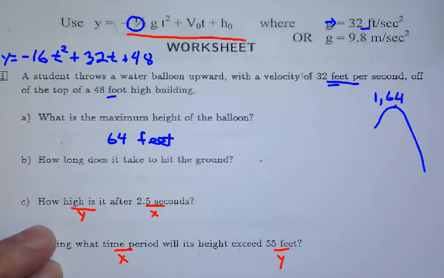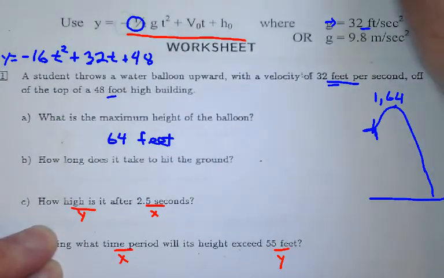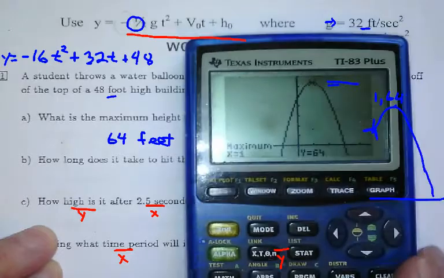Now then, how long does it take? That's going to be seconds. Remember, this is 1 second. Here's the building right here. This is the top of the building. I throw it off the top of the building. It comes down here and it splashes on somebody way down there. So how long does it take to hit the ground? That is the x-intercept. Now, the quadratic formula is a really fast way to find the x-intercept. So let's do the quadratic formula.